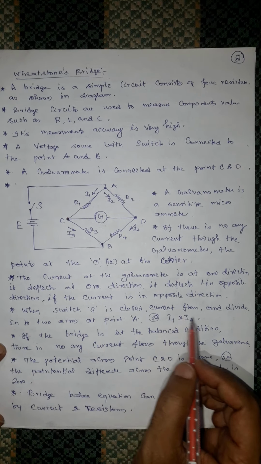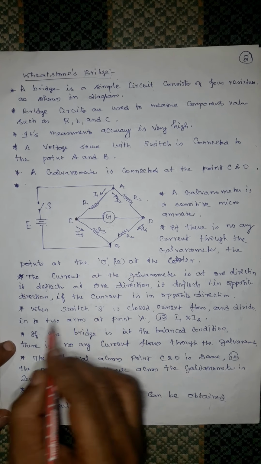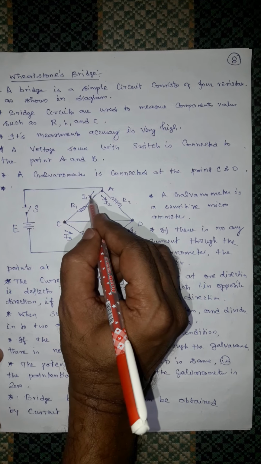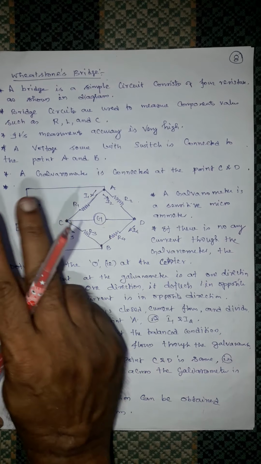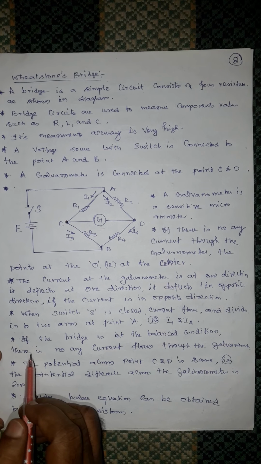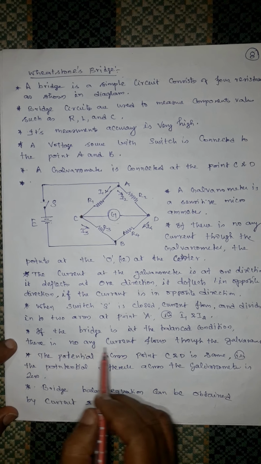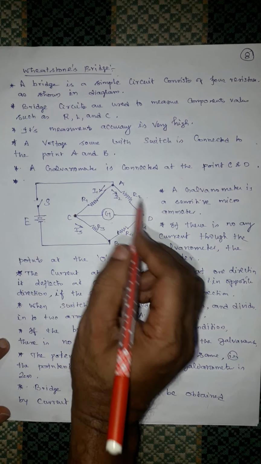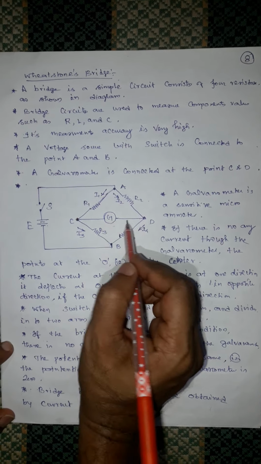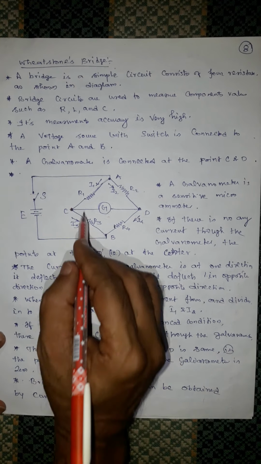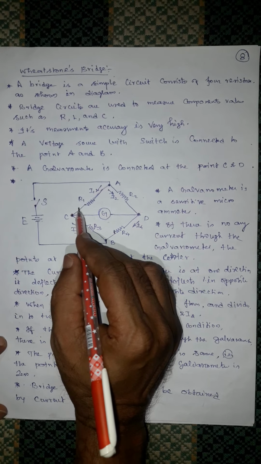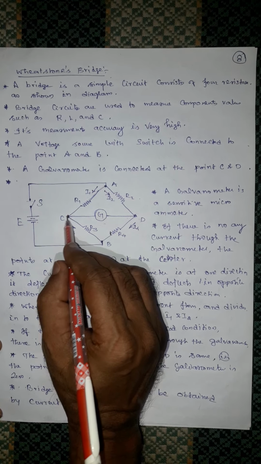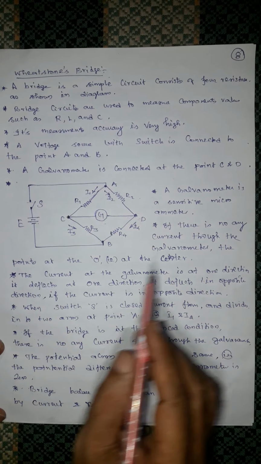When switch S is closed, the current flows and divides into two arms at point A: I1 and I2. If the bridge is in balanced condition, there is no current flow through the galvanometer. The potential across C and D is the same. If there is any potential difference between C and D, current will flow. Since at the balanced condition C and D are at the same potential, there is no current flow through the galvanometer.